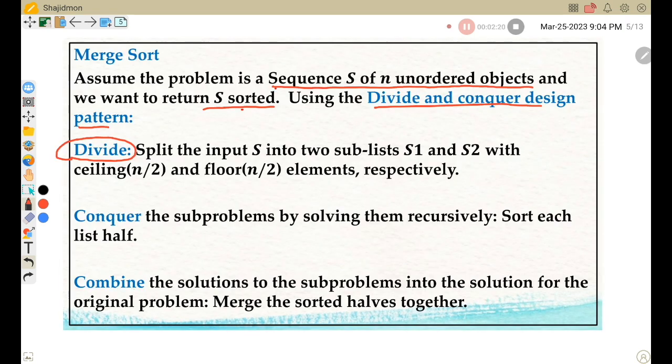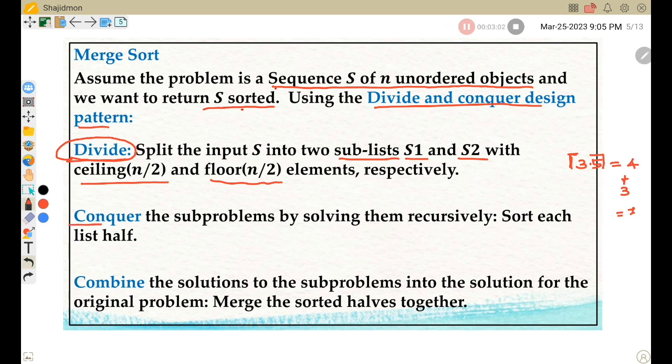This is the first step, divide. Split the input into 2 sublists, S1 and S2, with S1 having ceiling of n by 2 elements. Ceiling means taking the next number up; ceiling of 3.5 is 4, and we write it with a top bracket. Automatically the next list has floor of n by 2 elements, which means the lower number. So the next list has 3 elements, and 4 plus 3 gives 7 elements in total.